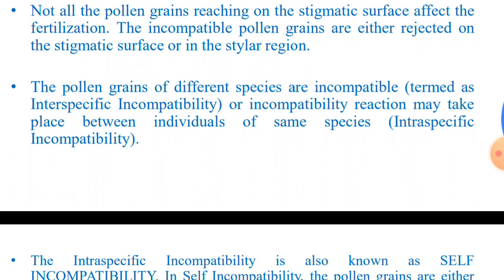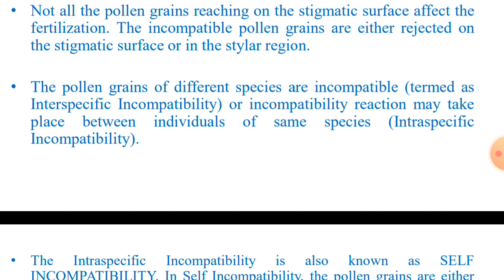The pollen grains of different species are incompatible. The pollen grains of different species, if coming on the stigmatic surface, may show incompatibility, and this is known as interspecific incompatibility, that is incompatibility reaction taking place between individuals of two different species. Or the incompatibility reaction may take place between individuals of the same species. It is known as intraspecific incompatibility, that is the incompatibility reaction is taking place between individuals of the same species.